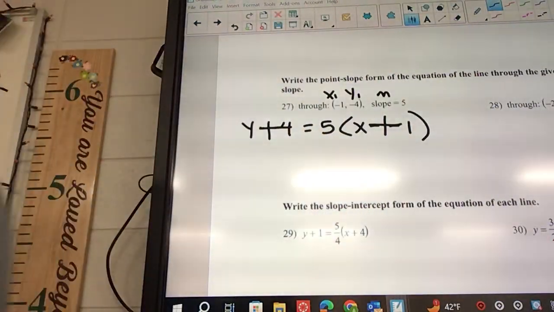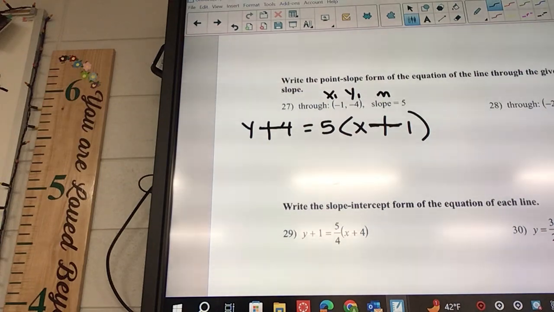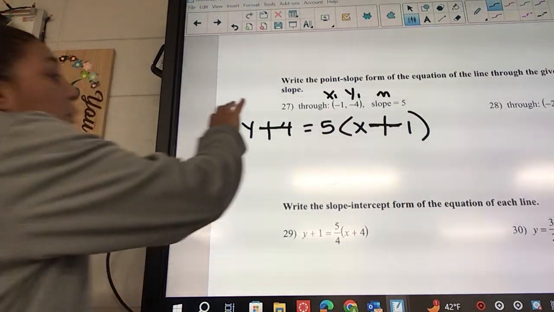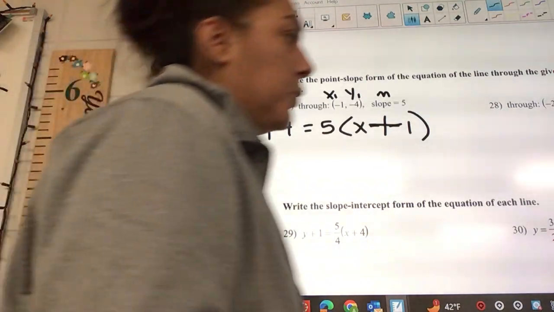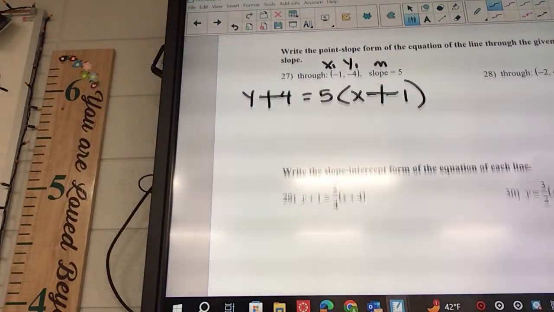The next one says write the slope intercept form. So they gave us a point slope form, and we need to go to slope intercept form. This one we learned how to write in point slope form, but this one they gave it to us in point slope form. We need to get it in slope intercept form, and this is where you're going to kind of distribute.